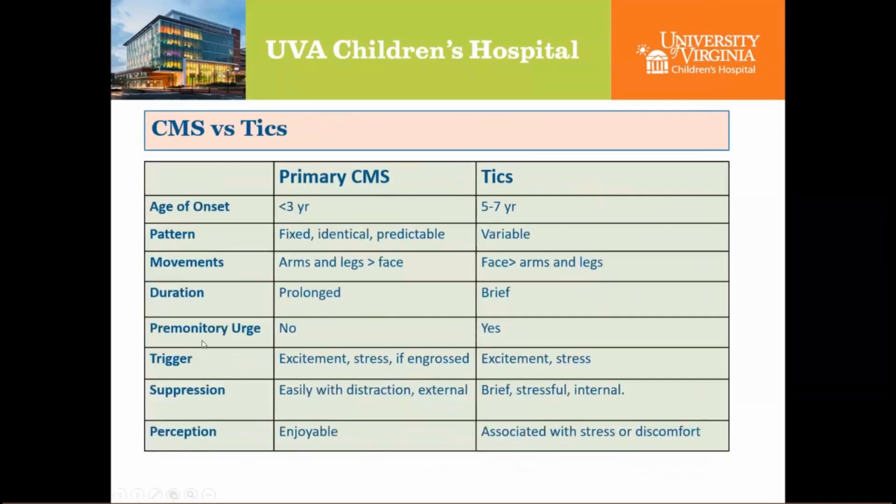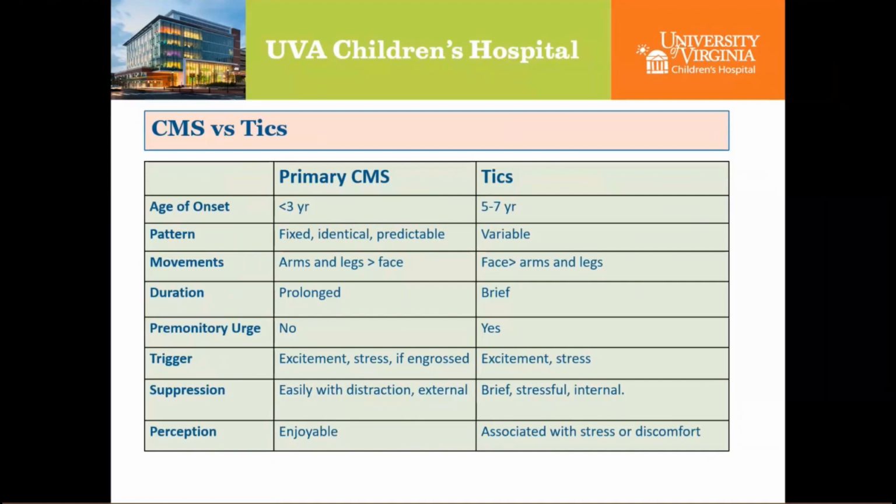So first of all, the age of onset: stereotypies tend to start at a younger age. The movements do tend to involve arms and legs more than face, and that's the opposite in tics. The really important part of differentiating is the presence of an urge, which is that feeling, that sensation that people would report prior to the onset of the movements. Not everyone with tics will have that urge, but if it's present, then you know that you're dealing with tics, and patients with primary motor stereotypies will not have that urge.